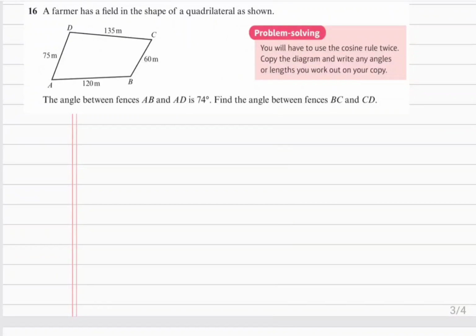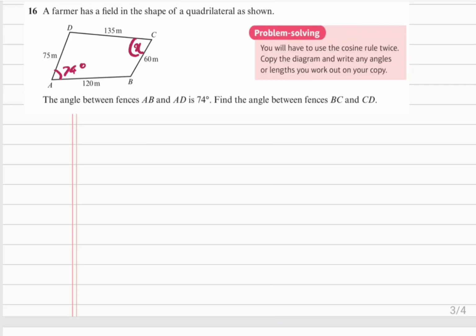Hi everyone, this video is on exercise 9a question 16. A farmer has a field in the shape of a quadrilateral as shown below. The angle between fences AB and AD is 74 degrees, which is essentially this angle. And we want to find the angle between fences BC and CD, which is here.